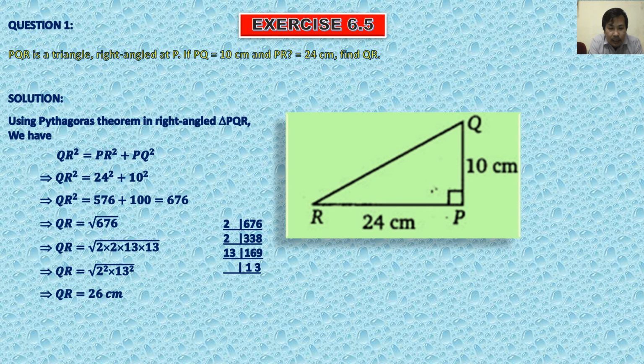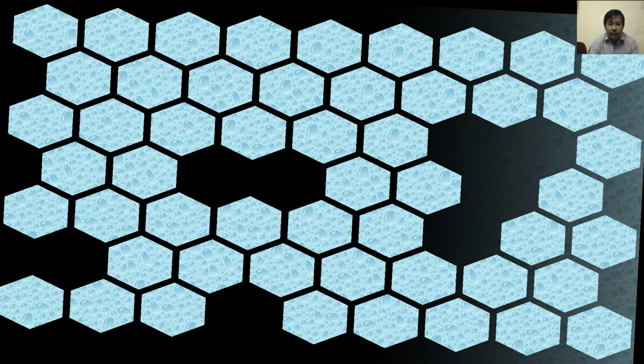So we cancel square root and square. We get 2 into 13 only. Then we get 26 centimeter. So QR is 26 centimeter. Now we got the answer that QR is equal to 26 centimeter. And next we have another question, number 3. After 1 I come to 3 because question 2 I'm leaving for your practice.